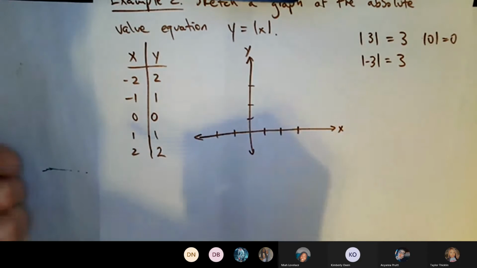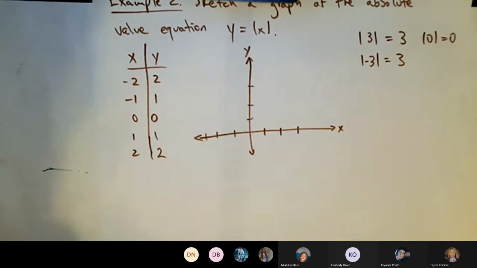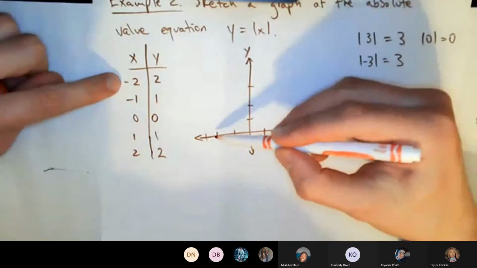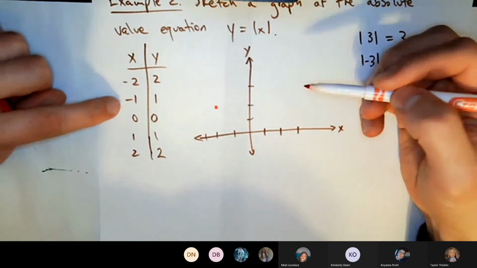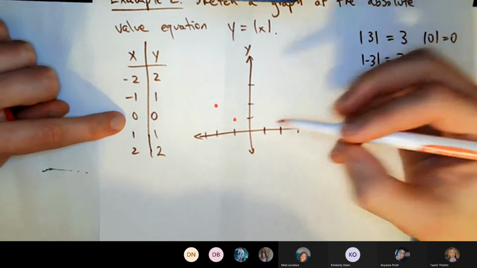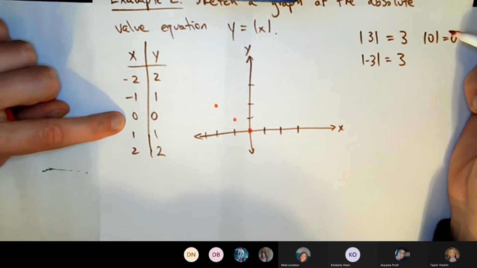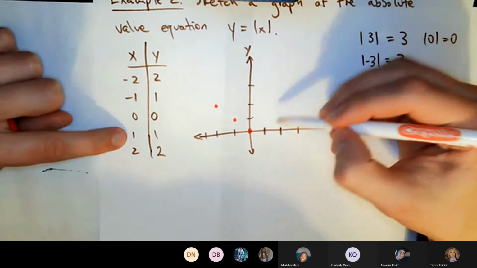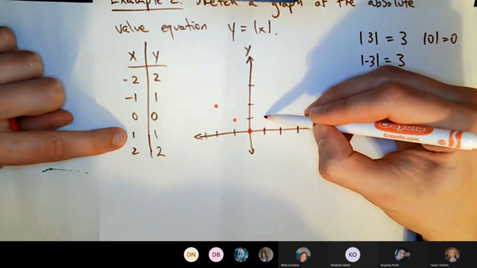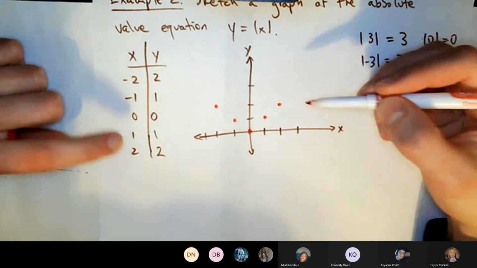I'll just extend my graph a little bit there. That's fine. Okay. So at -2 for x, I'm at +2 for y. At -1 for x, I'm at +1 for y. At 0, this graph goes through the origin at 0, 0. At an x value of 1, I'm at a y value of 1. And at an x value of 2, I'm at a y value of 2.